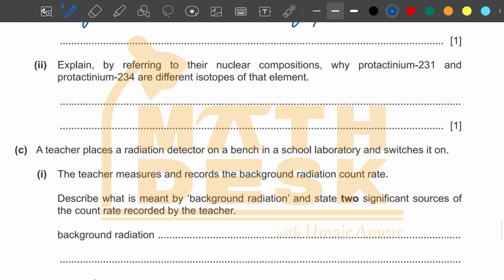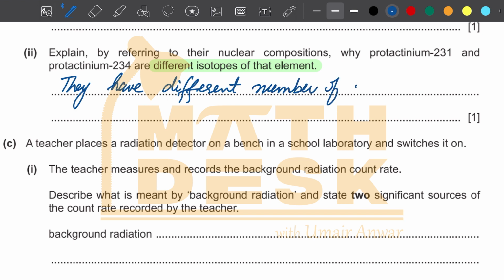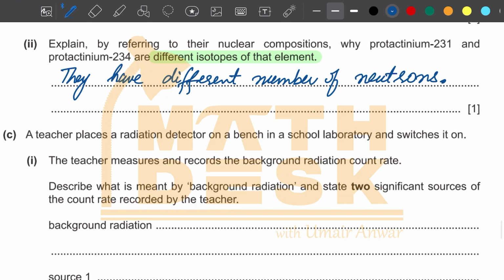Explain, by referring to their nuclear compositions, why protactinium-231 and 234 are different isotopes of that element. So what makes them different isotopes is that they have a different number of neutrons, which makes their nucleon number different. Otherwise, if they had also been the same, they would not have been isotopes.